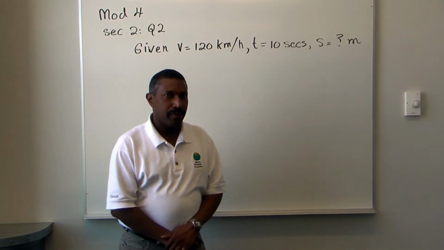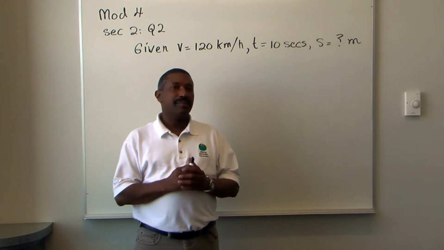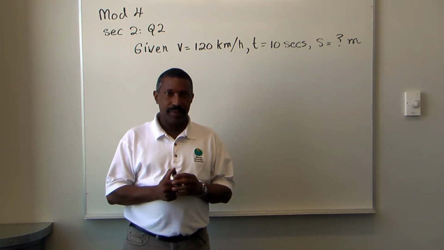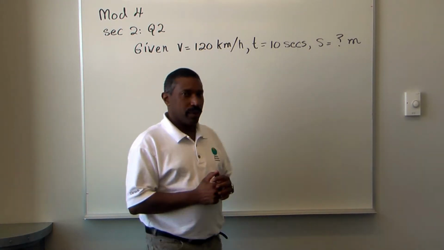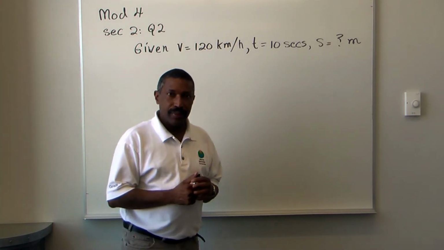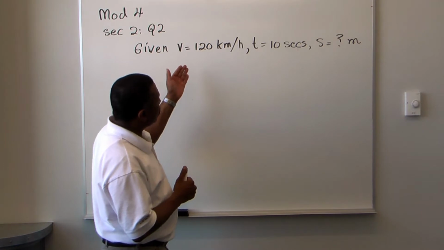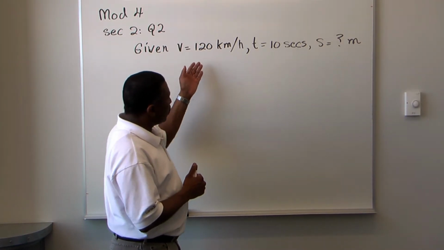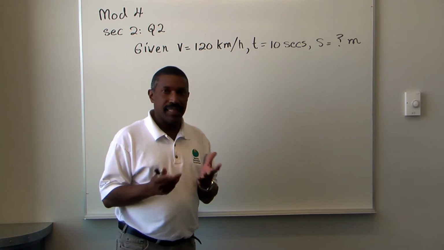In this part of our program, we're looking to introduce basic linear kinematics to our business students whose backgrounds may be a tad weak in this area. So the first question, if you look to your workbook, is in Module 4, Section 2, Question 2. And what we're trying to solve is they're asking the question, if you're traveling at 120 kilometers an hour, how far would you travel in 10 seconds?